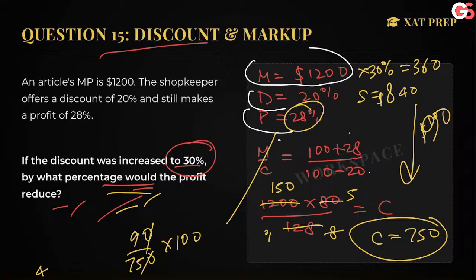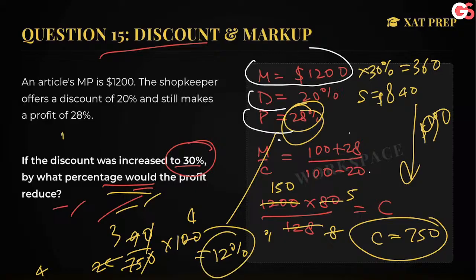This goes away. 3 threes are 325, sir, 25 fours are 12%, which is the new profit. कितना प्रॉफिट रिड्यूस हुआ है? 28 से 12 हो गया, मतलब आंसर है 16%. ठीक है? All of you got that? This is 840, not 740.